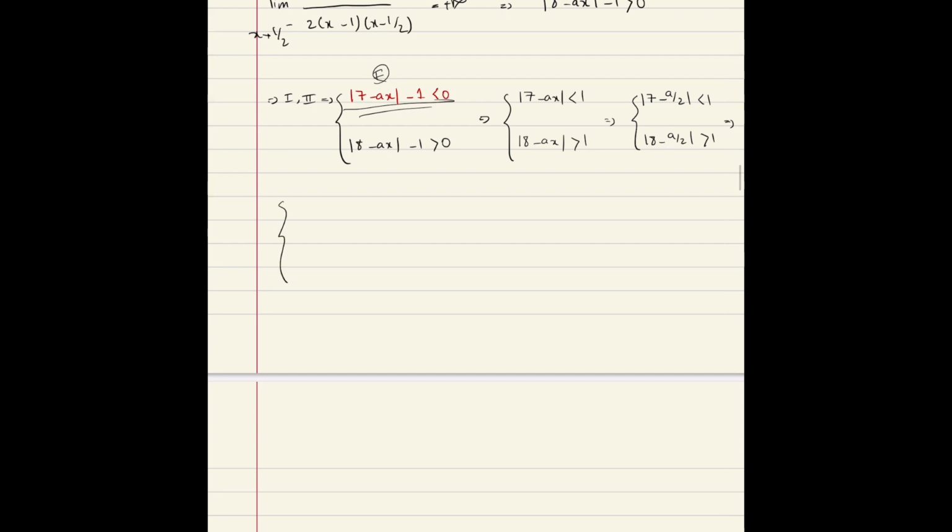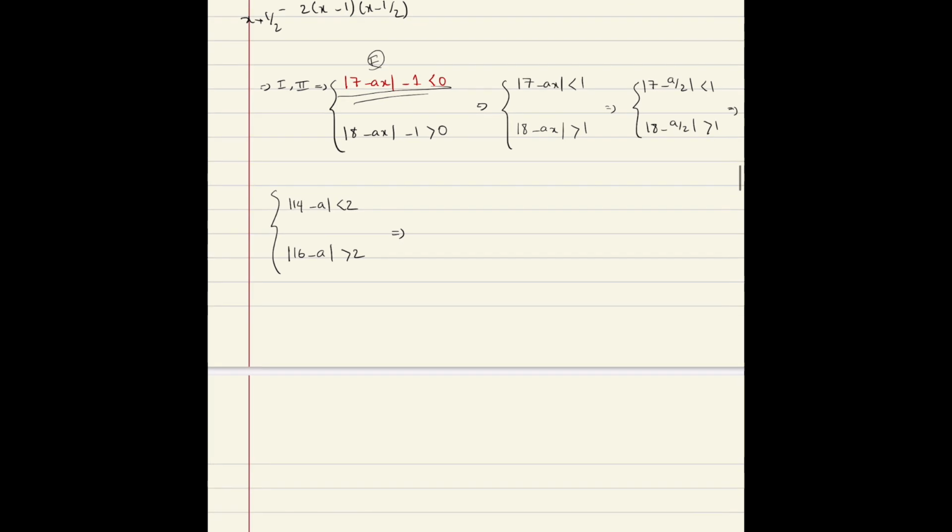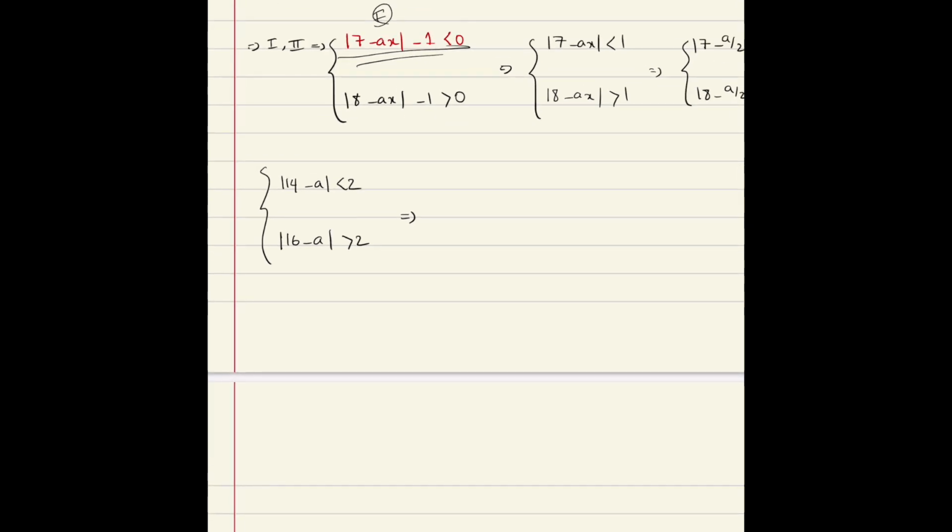So I'm going to multiply both sides of the inequalities by 2. So we will have absolute value of 14 minus a less than 2 and absolute value of 16 minus a greater than 2. So I'm going to divide the problem into 3 main parts: a is greater than 16, a is between 14 and 16, and a is less than 14.